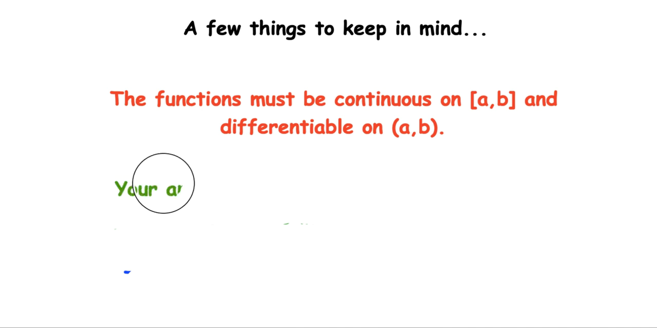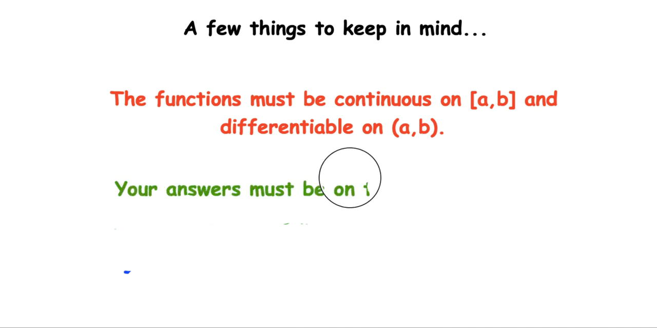The second of three things. Your answers must be on the interval. Okay, let's say the interval was 1 to 5 and you get an answer of 6. You have to throw that out. Now, there has to be at least one answer in there. But if you have a second, third, fourth answer, you've got to check those.